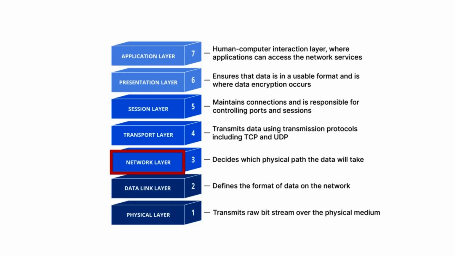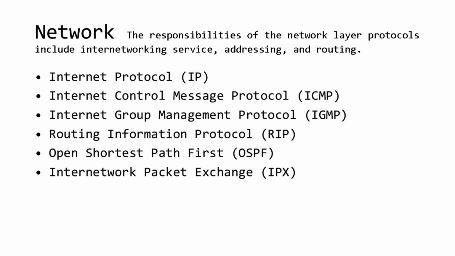Moving down from the transport layer, we are now at the network layer. The responsibilities of the network protocols include internetworking services, addressing, and routing. Some examples of protocols that work at the network layer are Internet Protocol, or IP, and Internet Control Message Protocol, or ICMP.